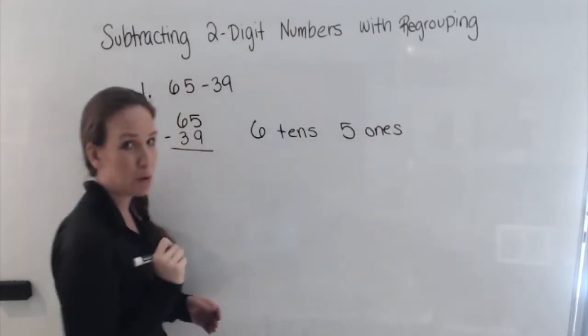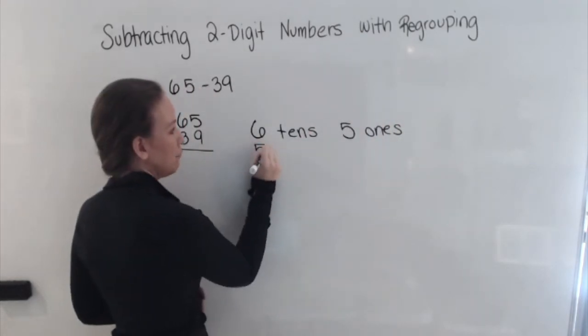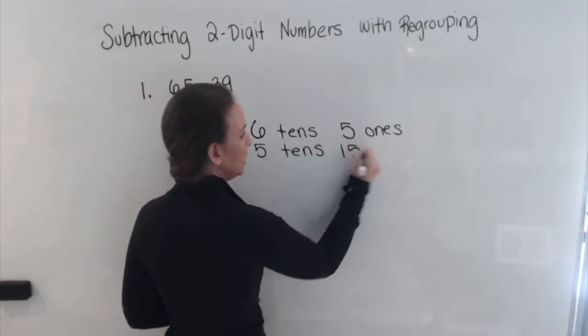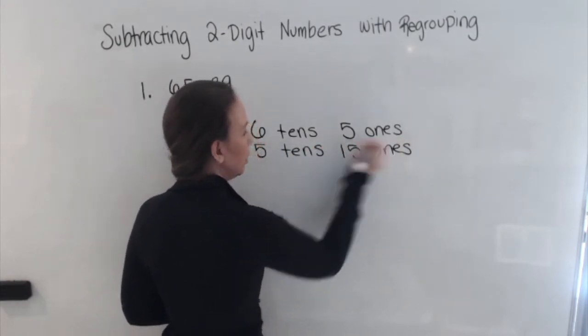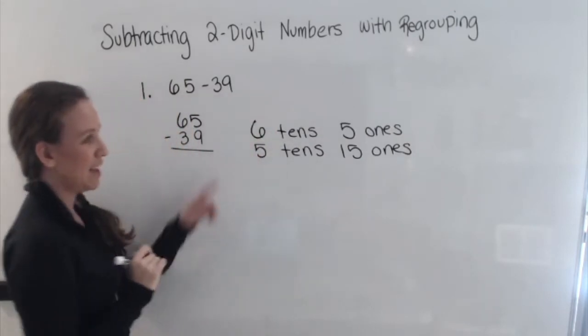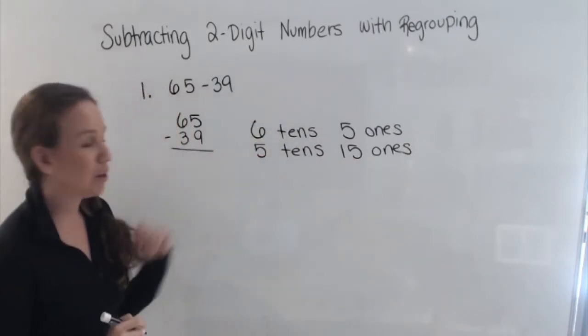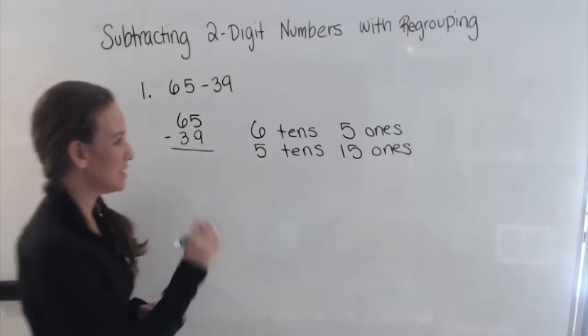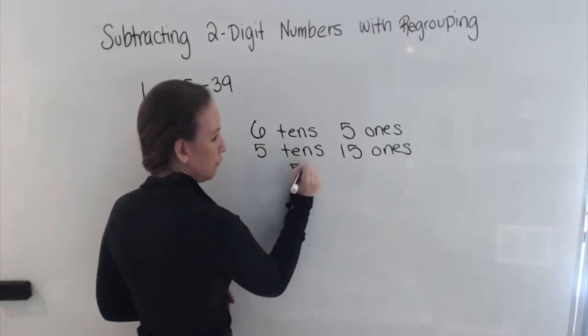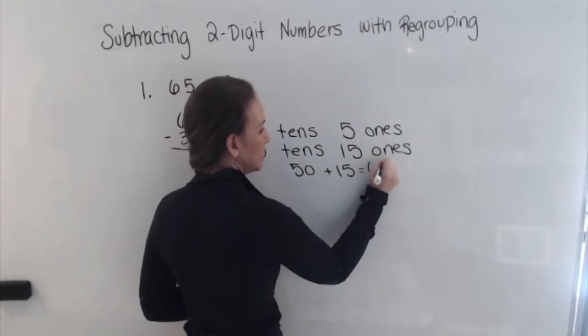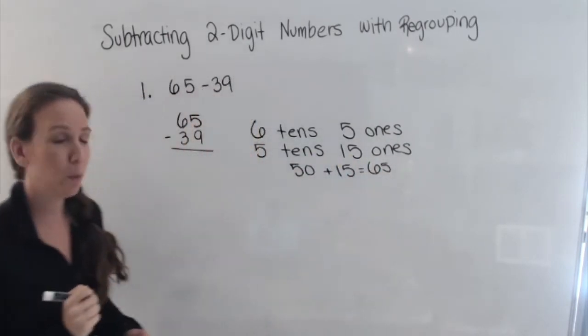What if I rewrote that as 5 tens and 15 ones? So I took one of my tens out of here and gave it over here. And that would also give me 65. It's the same thing because 50 and 15 make 65. So that's what we're going to do.